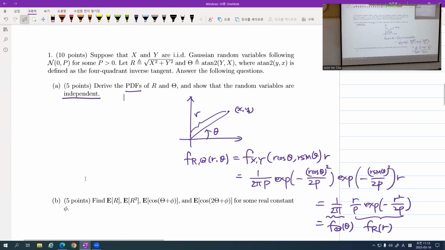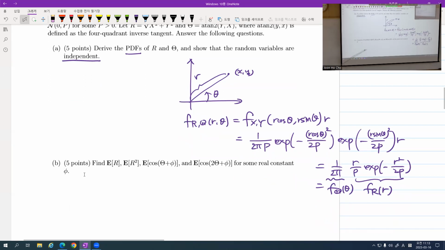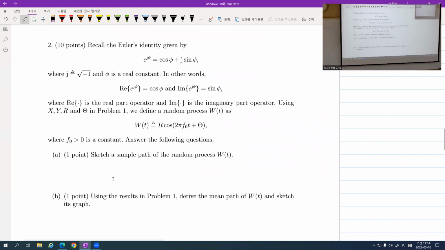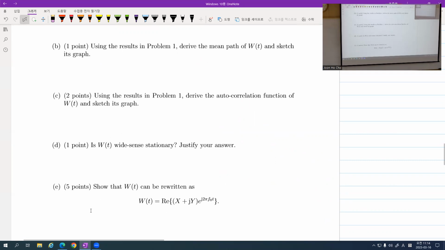And then you are asked to compute the mean of R, the second moment of R, the expectation of cosine theta plus any phi, cosine 2 theta plus any phi, and you have seen that these are zeros, right? And this is P. Sorry, okay, something like that. And in the second problem, the objective was actually the derivation of this equality.